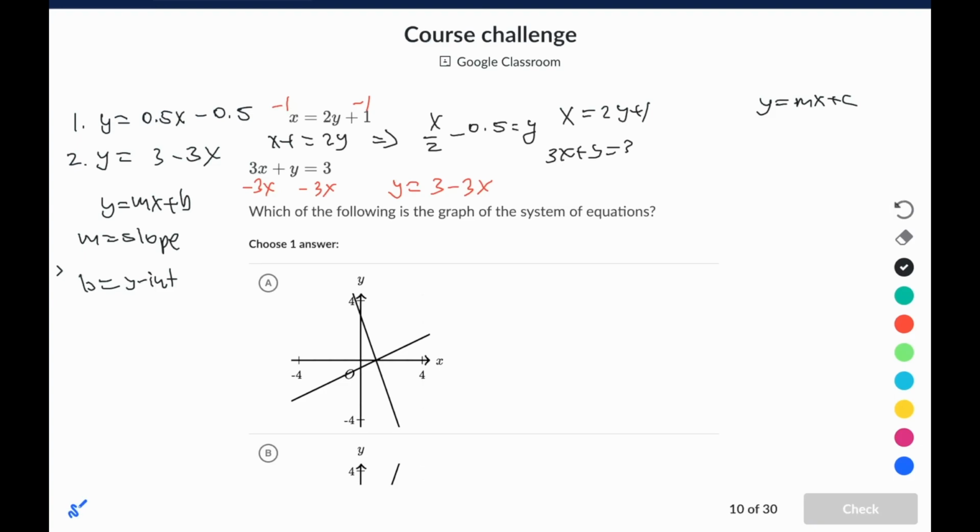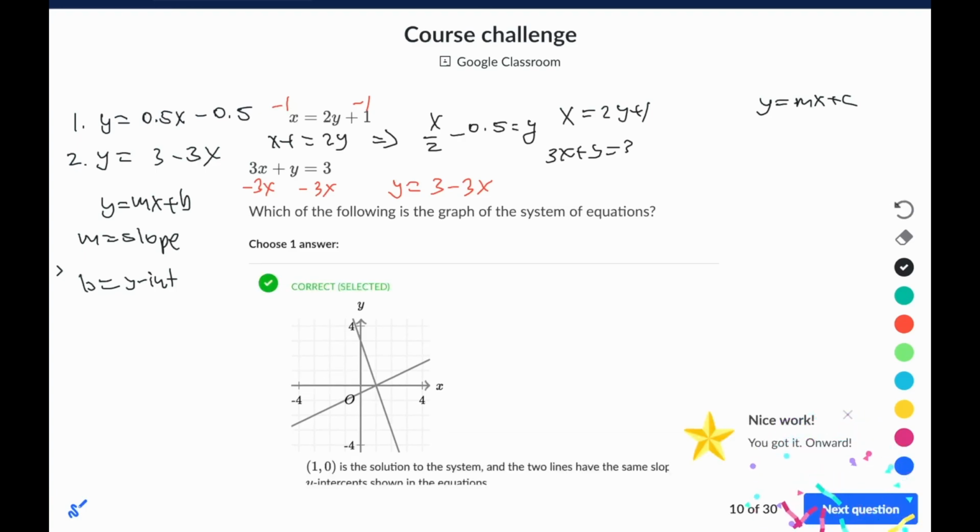So from the first equation, we can find out that the slope is 0.5 and it crosses the y-axis at negative 0.5. So A looks good because we see a line with a slope of 0.5, if we assume that every single square is 1 unit, and it crosses the y-axis at negative 0.5. Okay, that looks good. Let's look at the second graph. So in the second graph, we should have the y-intercept as 3. And yeah, the y-intercept is 3, and we should have the slope as negative 3. So we would have a rise of 3 and a run of negative 1. And yeah, that's the case. So A is the correct answer.